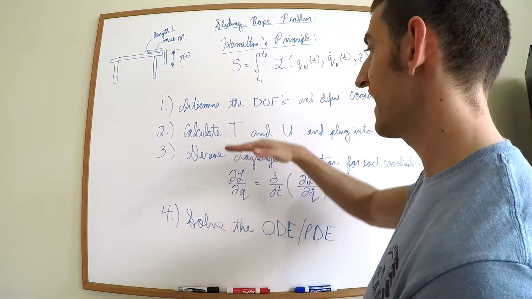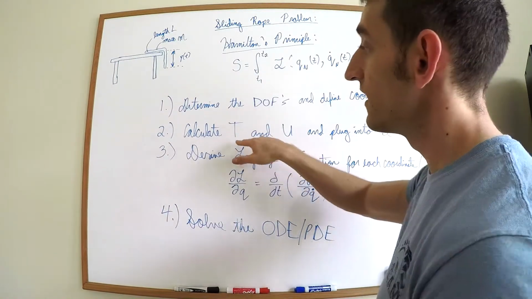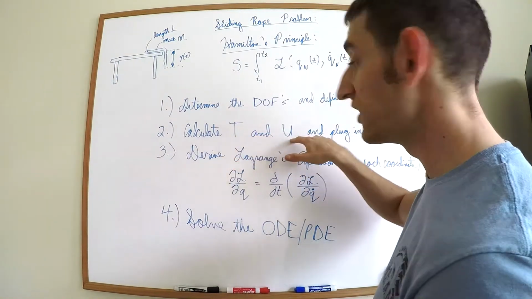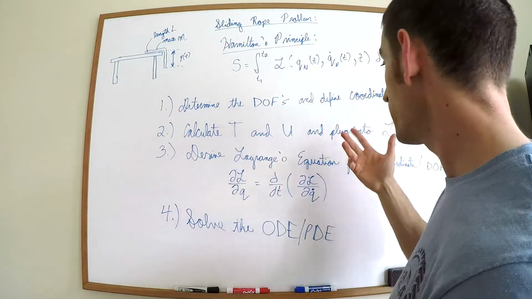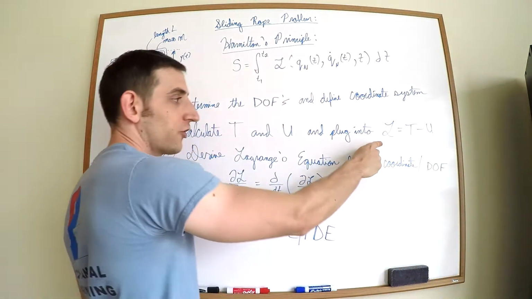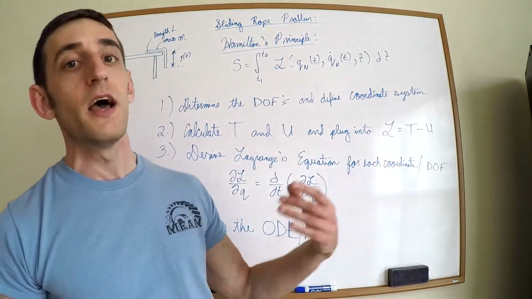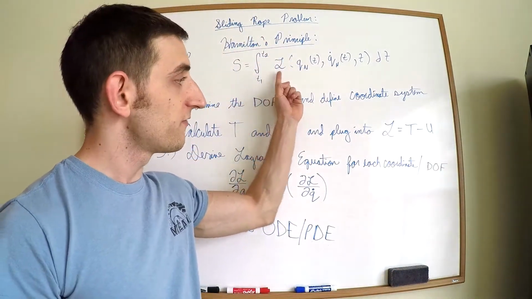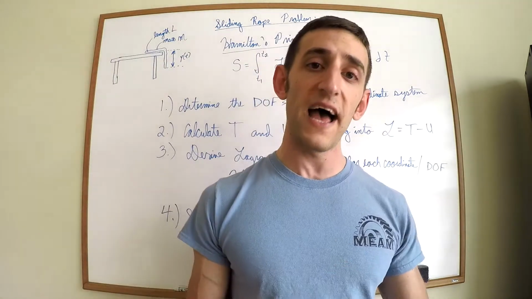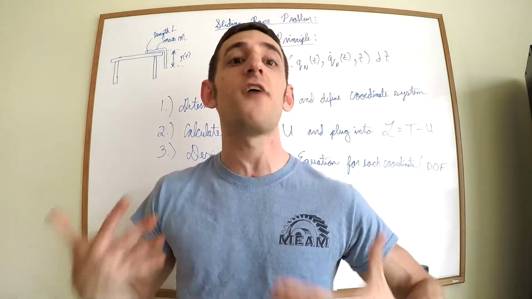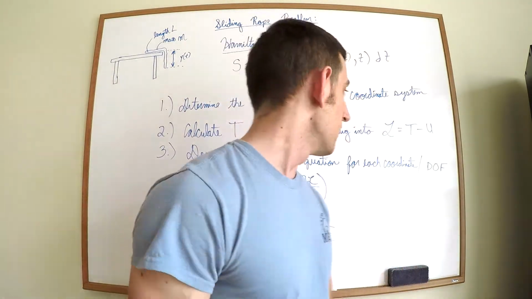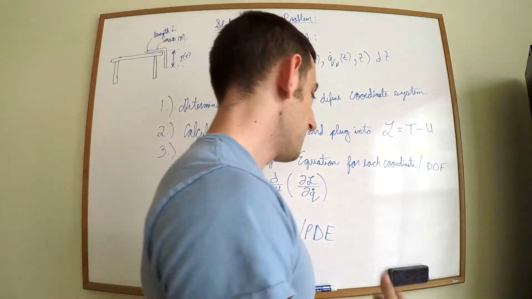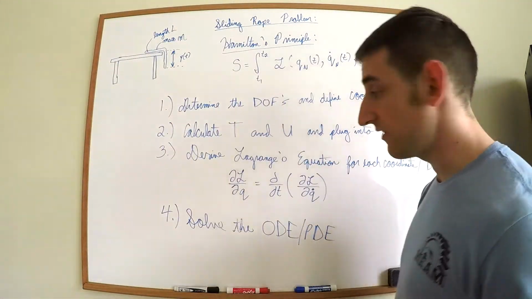Once we get that, next we calculate T, the kinetic energy, and U, the potential energy, and then we plug that into, wham-bam, our Lagrangian. The Lagrangian is equal to T minus U. This is how the functional is defined such that we can restrict our paths to the appropriate paths that we want, the ones that follow what nature dictates. Okay, so once we get that, it's pretty much smooth sailing henceforth, right?